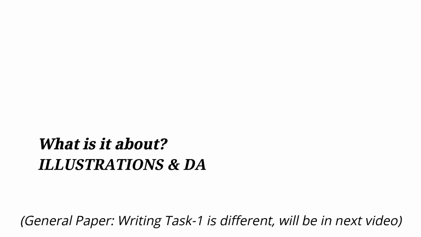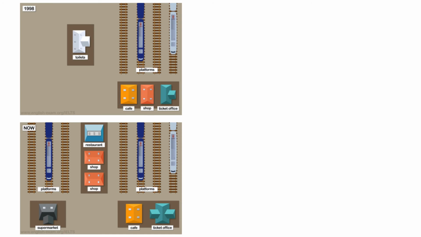Basically, data is shown in illustrations, diagrams, or any kind of representation of data, which then has to be written in a structured manner. Let's look at a few examples of how the illustrations may look. They can show you various types of maps, such as this floor map. You can see that there are two representations of the same room. You could be asked to compare and write the changes in the two diagrams.